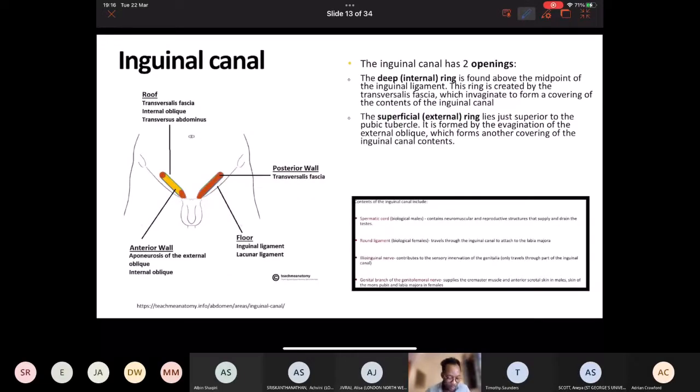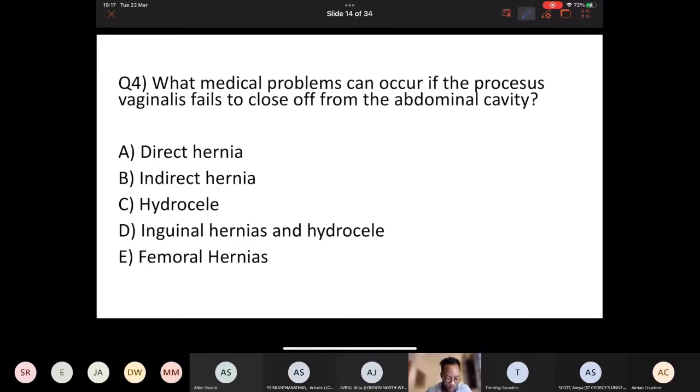Now, looking at it in more detail, we've got the deep internal ring and the superficial ring. The deep internal ring is in the inner part of the abdominal cavity, and the superficial ring is on the external part. The descent of the testes goes through the deep ring and out through the superficial. This is obviously a weak point, as we know, for specific types of hernias. In males we get the spermatic cord, and in females we get the round ligament, which will all come through the inguinal canal.